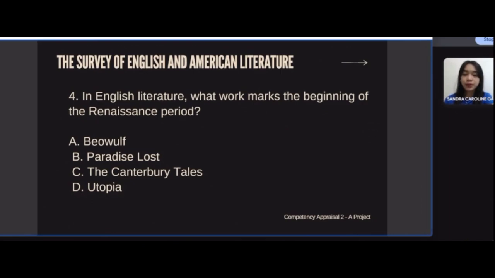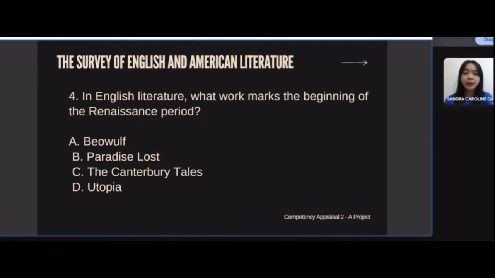Number 4. In English literature, what work marks the beginning of the Renaissance period? A. Beowulf, B. Paradise Lost, C. The Canterbury Tales, or D. Utopia? The correct answer is letter C, The Canterbury Tales.